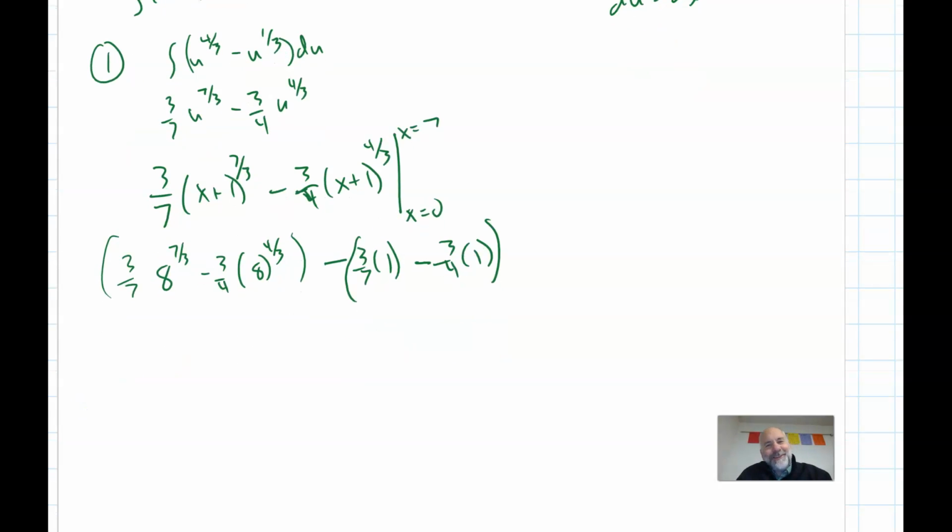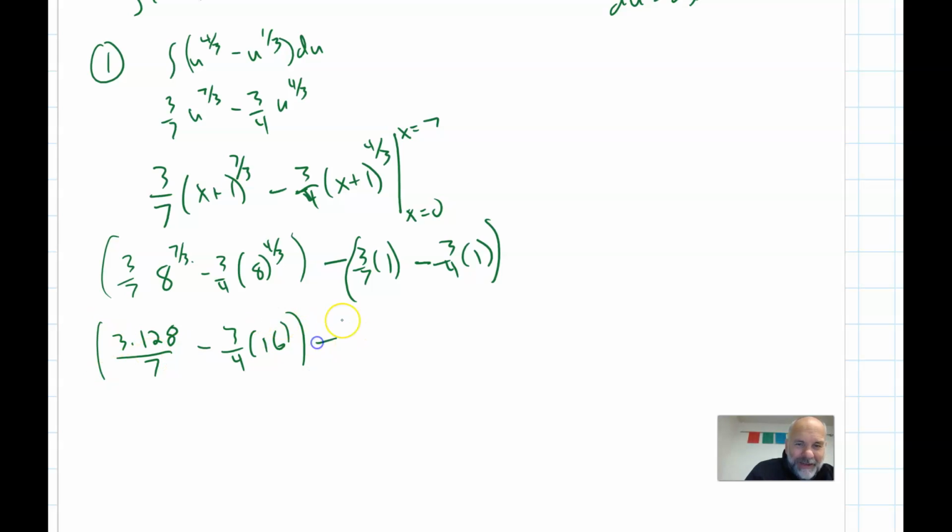Cool. 8 to the 3/7. All right, so we do the cube root of 8. That's 2, and then 2 to the 7th, which is 128. I know that one. So it's 3 times 128 over 7, minus, and then 8 to the 4/3. That's 16. So that's 3/4 times 16.